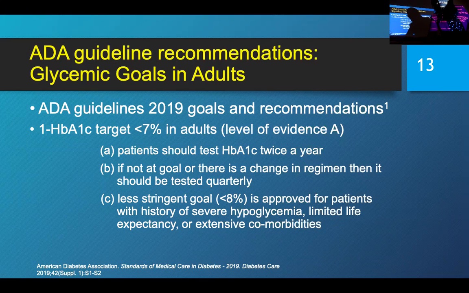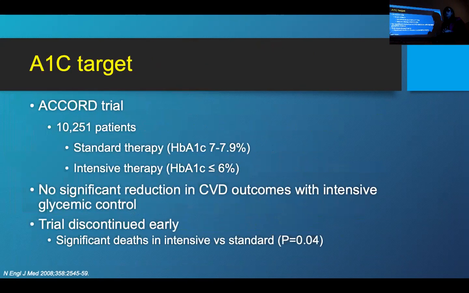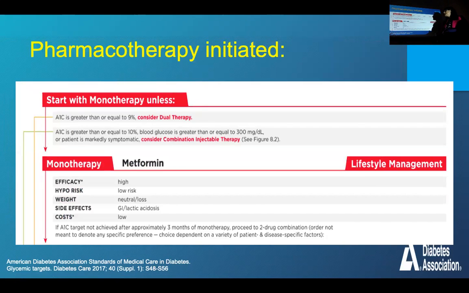Why? This is based on a study, the ACCORD trial, where 10,000 patients were randomized into either the standard therapy target of 7% or a more stringent target lower than 6%. The researchers had to end the trial earlier than expected because of the increased deaths due to hypoglycemia in the intensive group. So this is why they would look at 8% or more for patients with limited life expectancy or a hypoglycemia history.